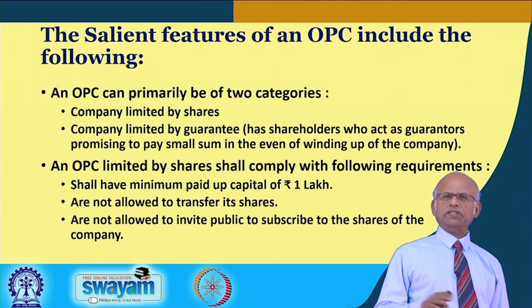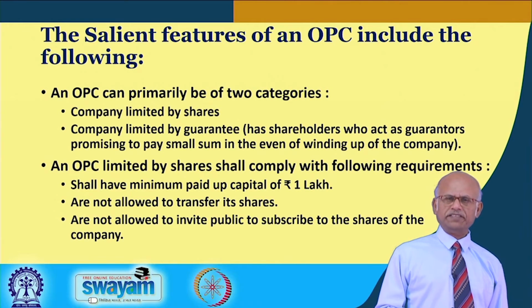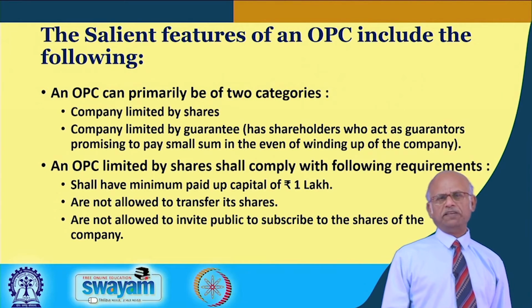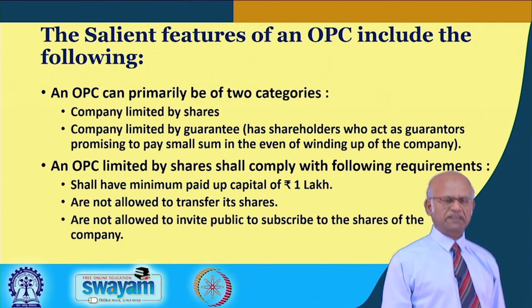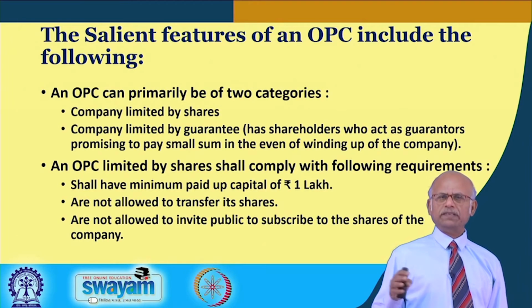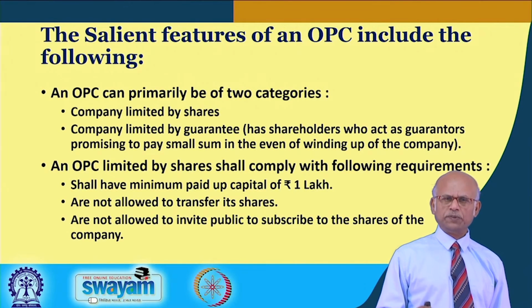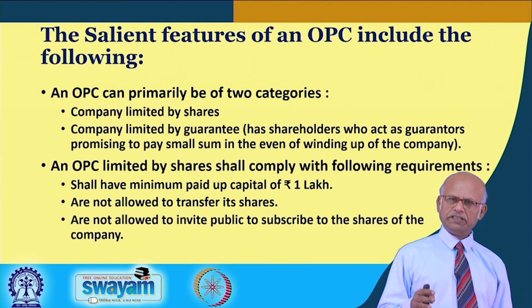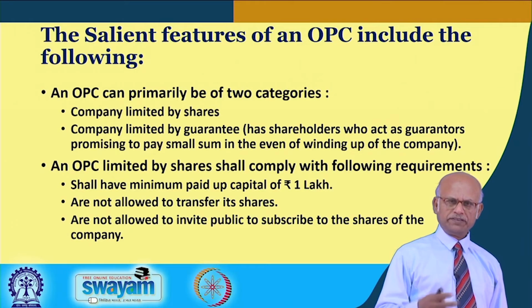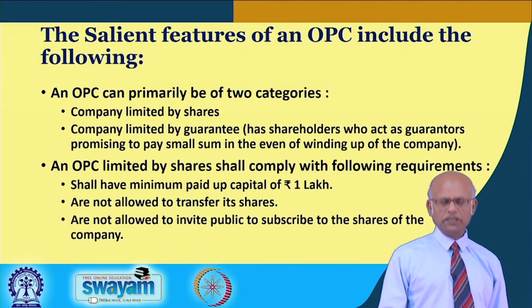One person company which is limited by guarantee has shareholders who act as guarantors and promise to pay a small sum in case of liquidation of the company, just to protect the interest of creditors, lenders, etc. And an OPC limited by shares will have a minimum capital of 1 lakh rupees, and they are not allowed to issue shares to the public, but they can transfer shares easily to another person when they transfer the ownership per se.